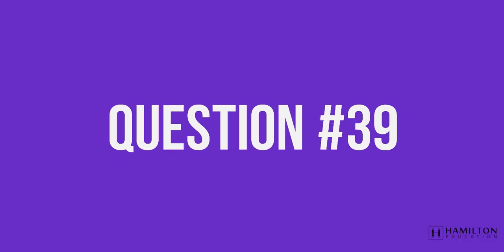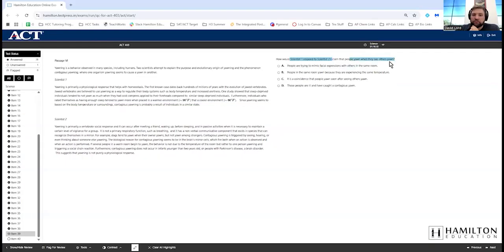How does scientist 1 respond to scientist 2's claim that people yawn when they see each other? Well, he's all about temperature. So A says mimic facial expressions. That's scientist 2. People in the same room yawn because they're experiencing the same temperature. That sounds perfect because it's temperature related. Is it coincidence that people yawn when seeing each other? No, they're talking about temperature. And people are ill and have caught a contagious yawn? Not quite the same contagion that they're thinking about. This is more about you seeing something or feeling something doing it, not actually catching a bacteria or a virus. So B is the correct answer.